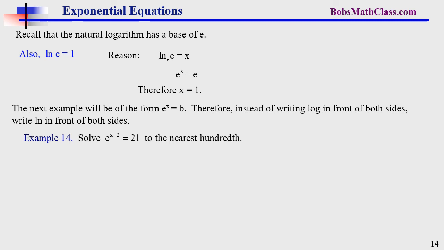So the examples we were doing were a to the x equals b. This is a little bit different. This is e to the x equals b. So before, we were taking the log of both sides. We're still going to do the same thing, but instead of writing log in front of both sides, we're going to write ln in front of both sides. And why is that? Because we have an e in the problem.